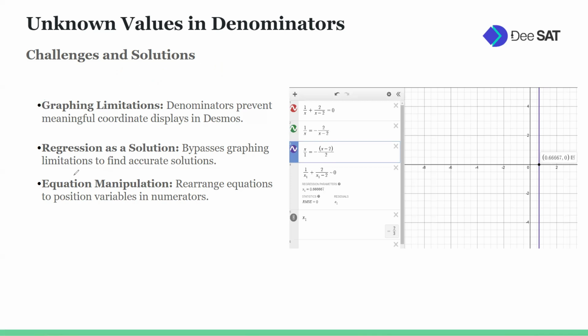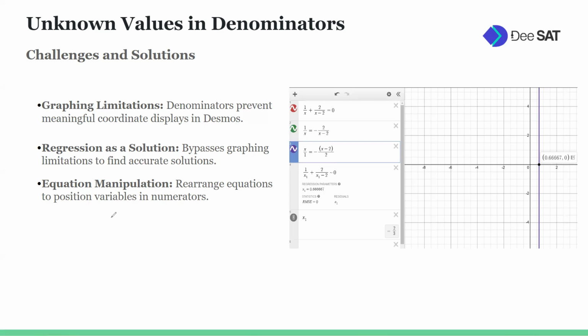Regression as a solution to bypass graphing limitations: use the regression operation in Desmos. It will allow Desmos to solve the equation directly, providing accurate results without relying on the graph. Third, equation manipulation. Rearrange equations. A practical solution is to rearrange the equation so that variables are no longer in the denominator.